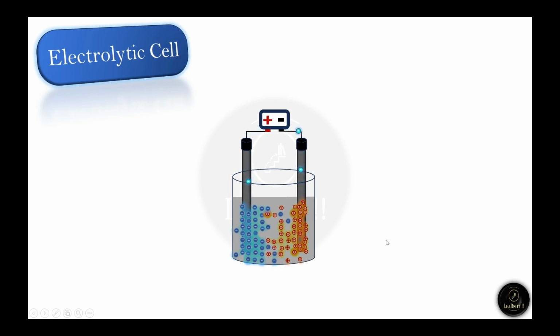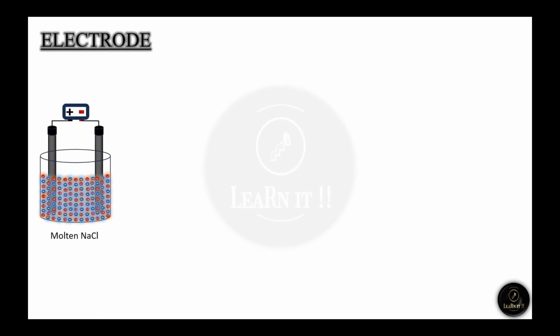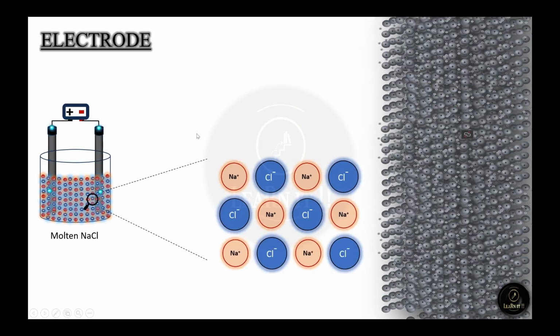So let us look at the electrodes. We have taken molten NaCl. So it consists of Na plus ions and Cl minus ions. So the environment consists of electrolyte, which is containing Na plus, Cl minus, Na plus, Cl minus, which is in contact with the electrode, which is connected to negative terminal of the battery. So as we can see, negative terminal of the battery is providing electrons.